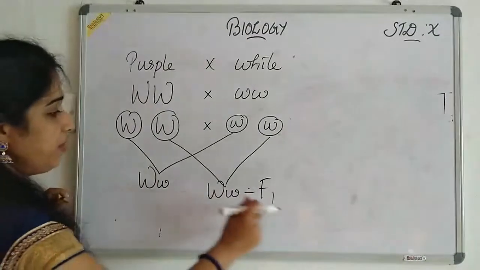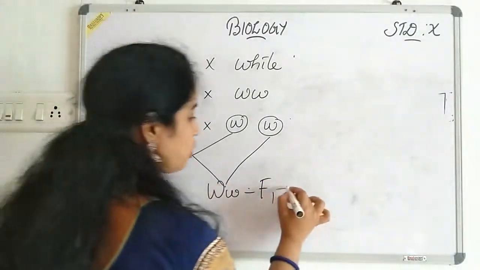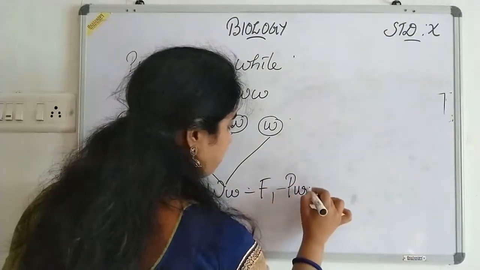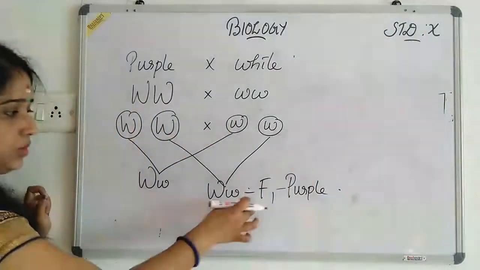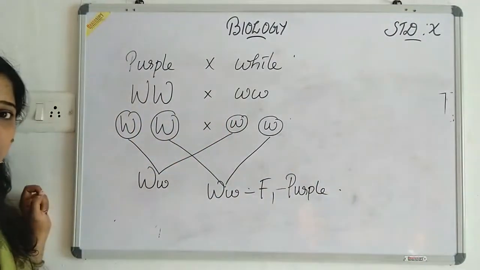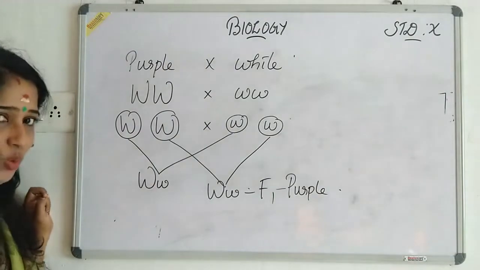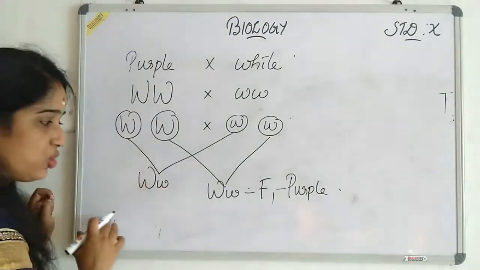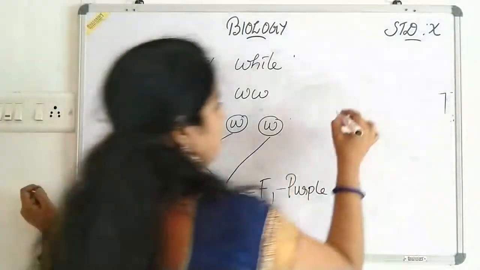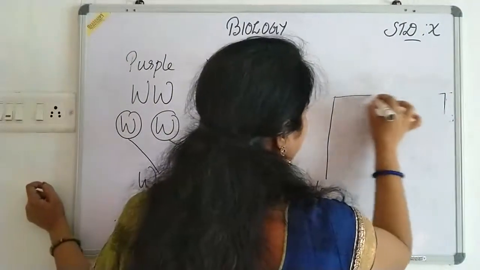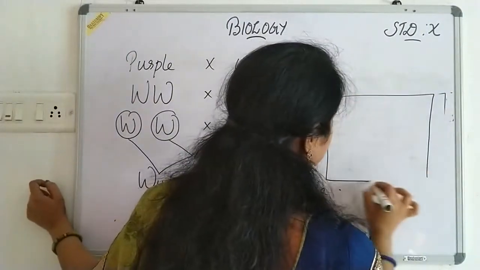And here, in the F1 generation, all the plants were which color? Yes, purple color. So what happened to this one? Again, Mendel wanted to find out what happened. So he allowed the plants to do self-pollination. So we can just indicate it through the Punnett square.